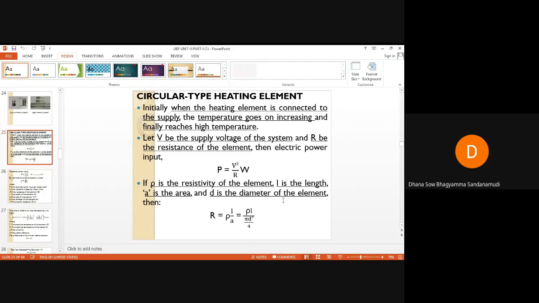Now you already know what is resistance. R is equal to rho into L by A, where L is the length, A is the area of cross section, and rho is the resistivity. What is the cross sectional area of a circular element? It is pi r square. So if you know the diameter, it is pi d square by 4. So rho into L by A, you can rewrite as rho into L by pi into d square by 4. So this is my R. Substitute R value in the above equation, P equal to V square by R. You will get some other expression.